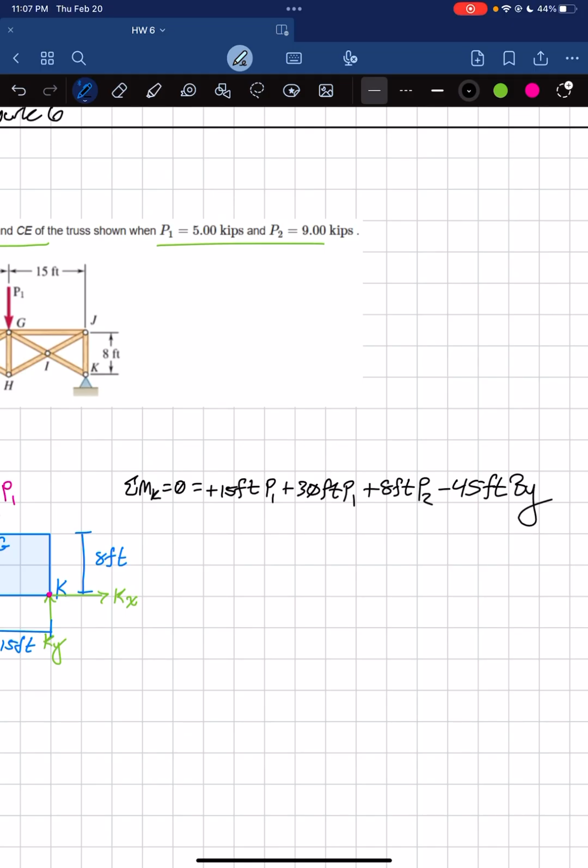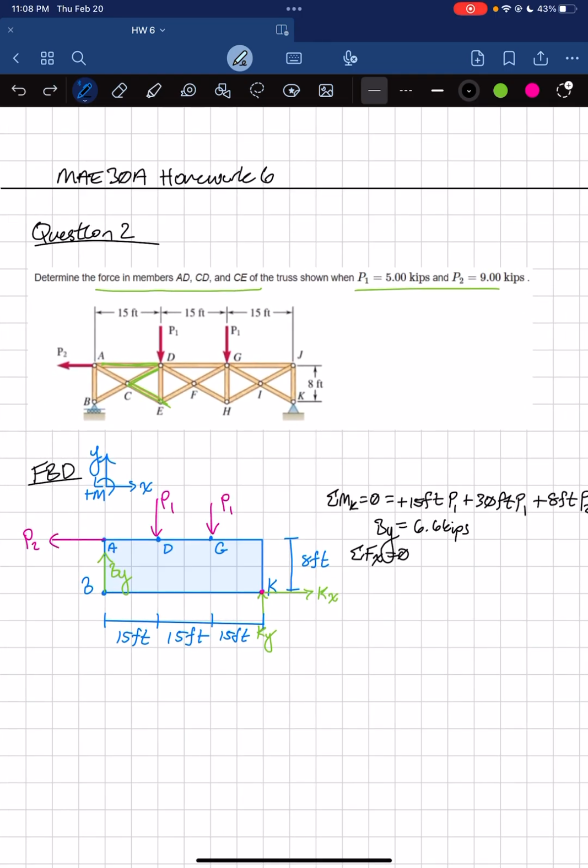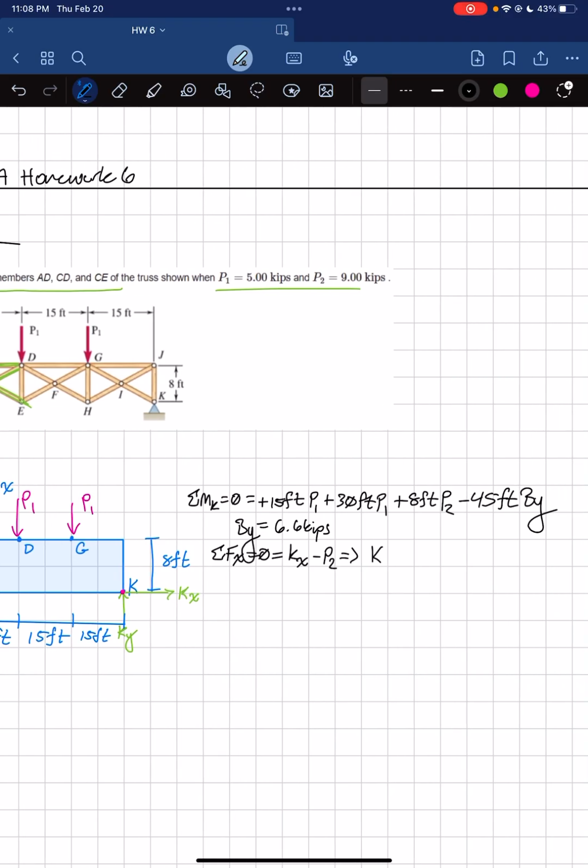And then if we just rearrange using algebra for BY here, we will get that our B force is equal to 6.6 kips. Then we can also just use sum of forces in the X direction and Y direction to find the K values. So in the X direction, it's just negative P2 plus KX. So we get KX minus P2 equals 0. And if we rearrange that a tiny bit, we get KX equals P2. And P2 is given, so we have 9 kips.